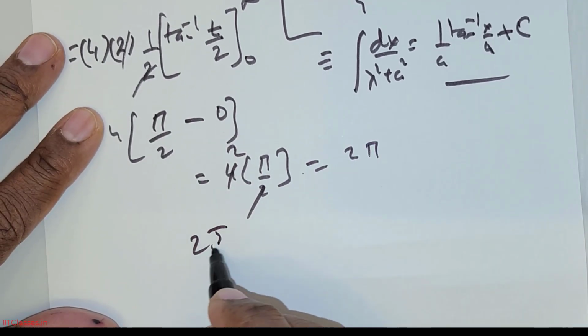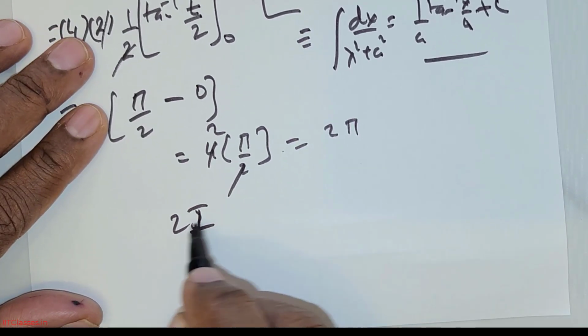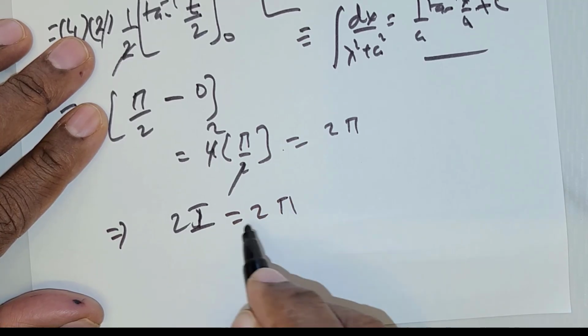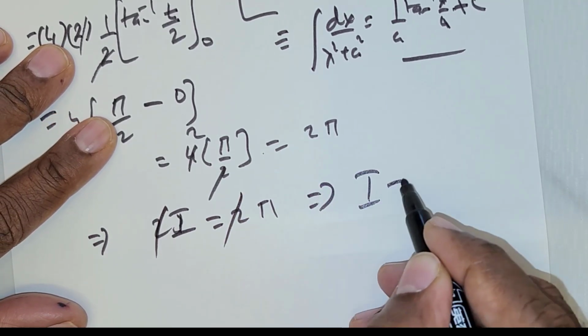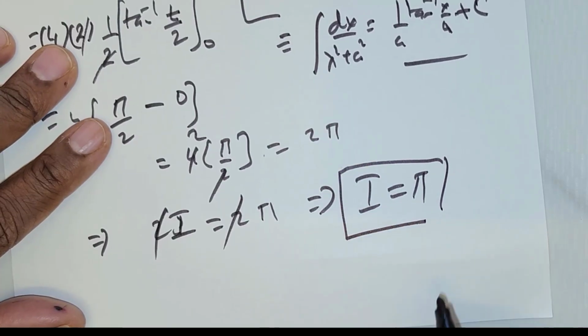But on the left hand side I have 2I. So this means 2I is equal to 2 pi. 2 gets cancelled. This means I is equal to pi. So this is a solution for this beautiful question.